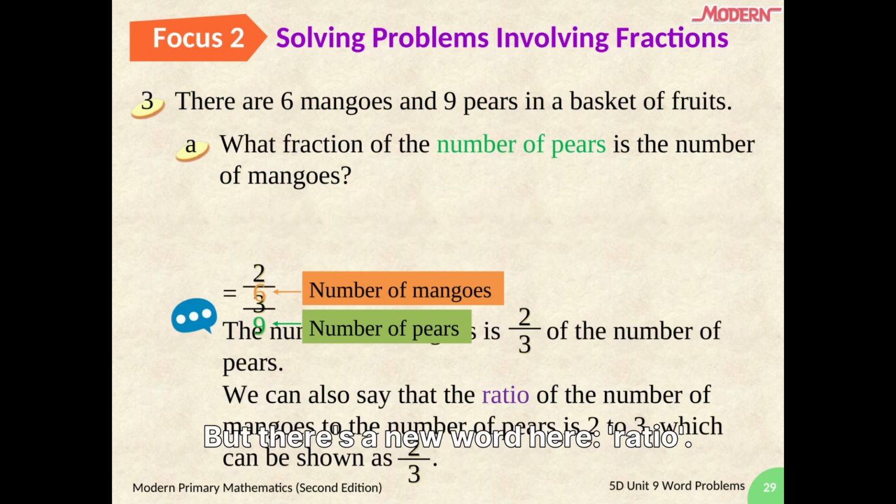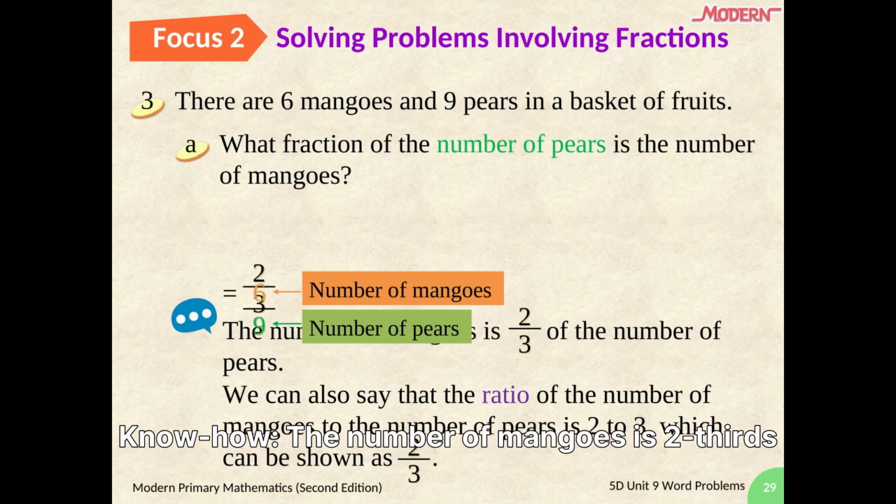But there's a new word here, ratio. Let's explore what that means. Thinking way. A ratio is just another way to show a comparison between numbers. We can say the ratio of mangoes to pears is 2 to 3. The fraction 2/3 and the ratio 2 to 3 tell the same story. One uses a division line, the other uses the word 'to'. They are best friends in math. Know-how. The number of mangoes is 2/3 of the number of pears.